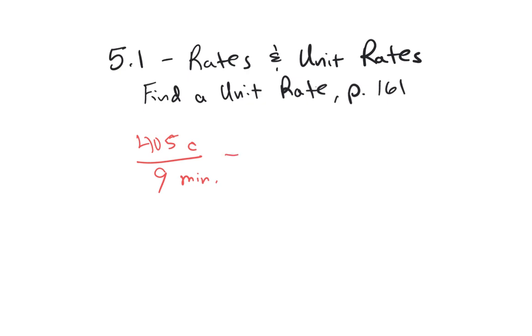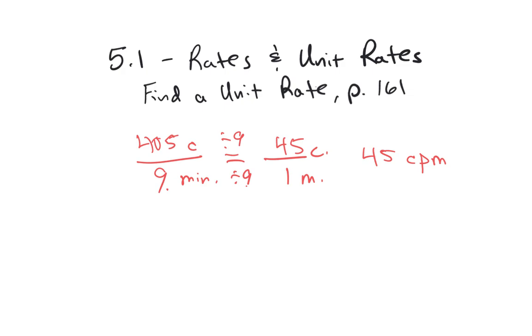What I can do then is divide both of those by 9, because 9 divided by 9 is going to be 1. And so in 1 minute, if you do the math on this, you're going to end up with 45 copies in 1 minute. So the answer is 45 copies per minute. Just like miles per hour, right?